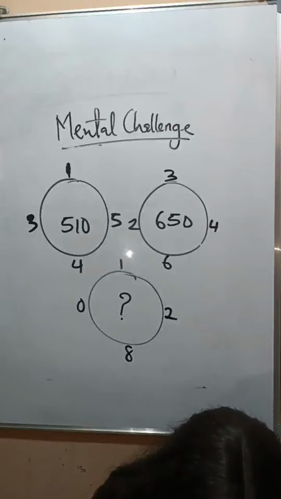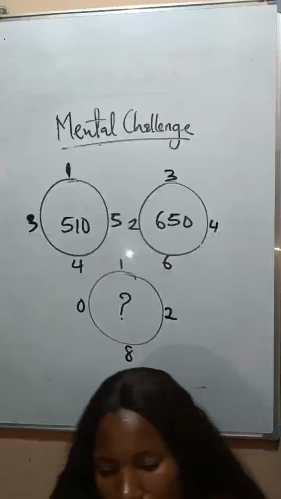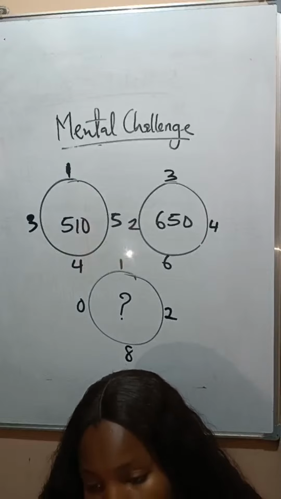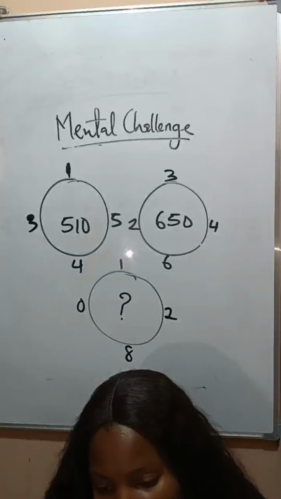So we have this and this. Yeah, it's 650, that is correct. I've solved it now. It's 650, so it's correct.